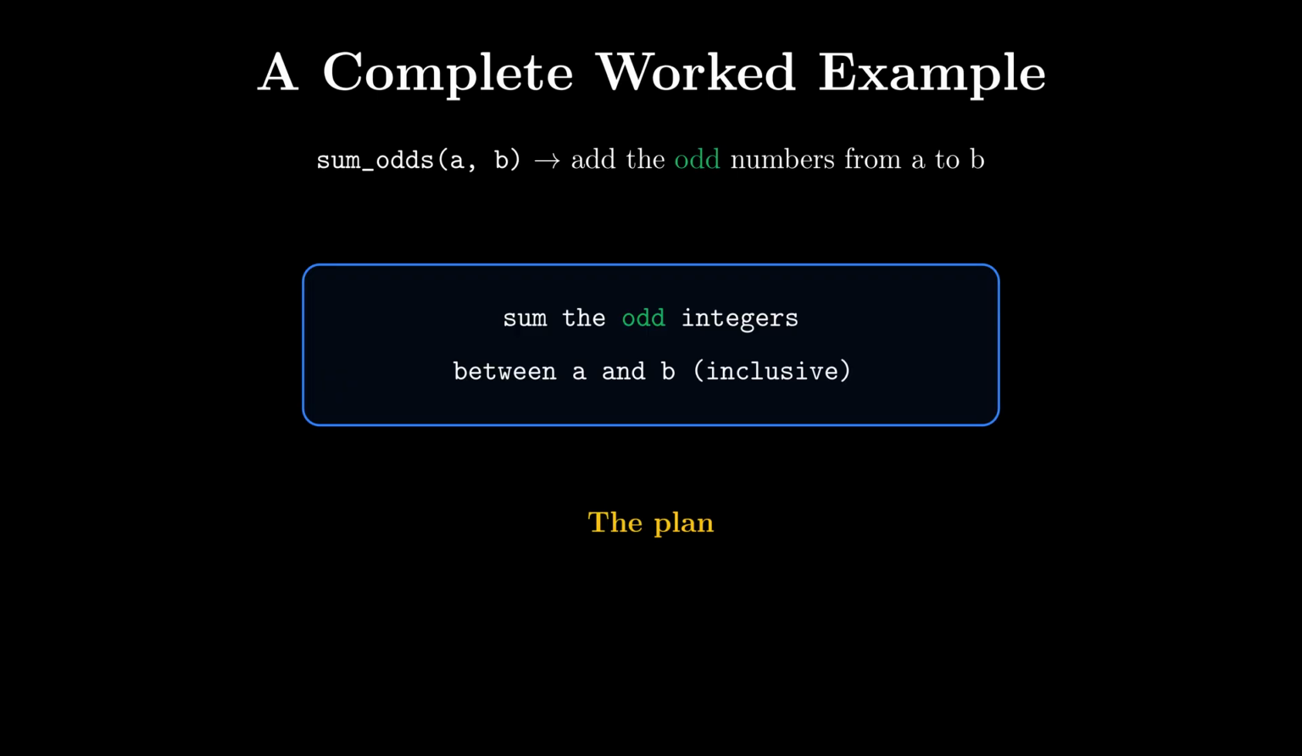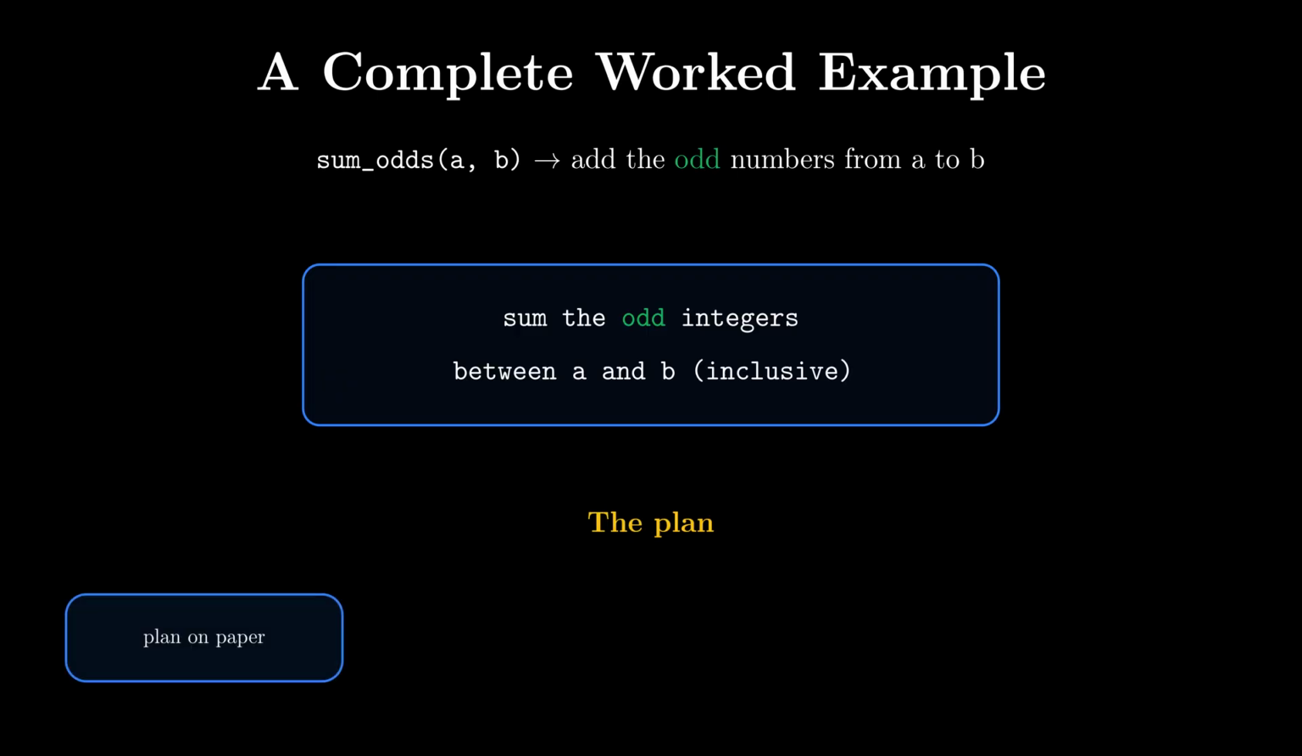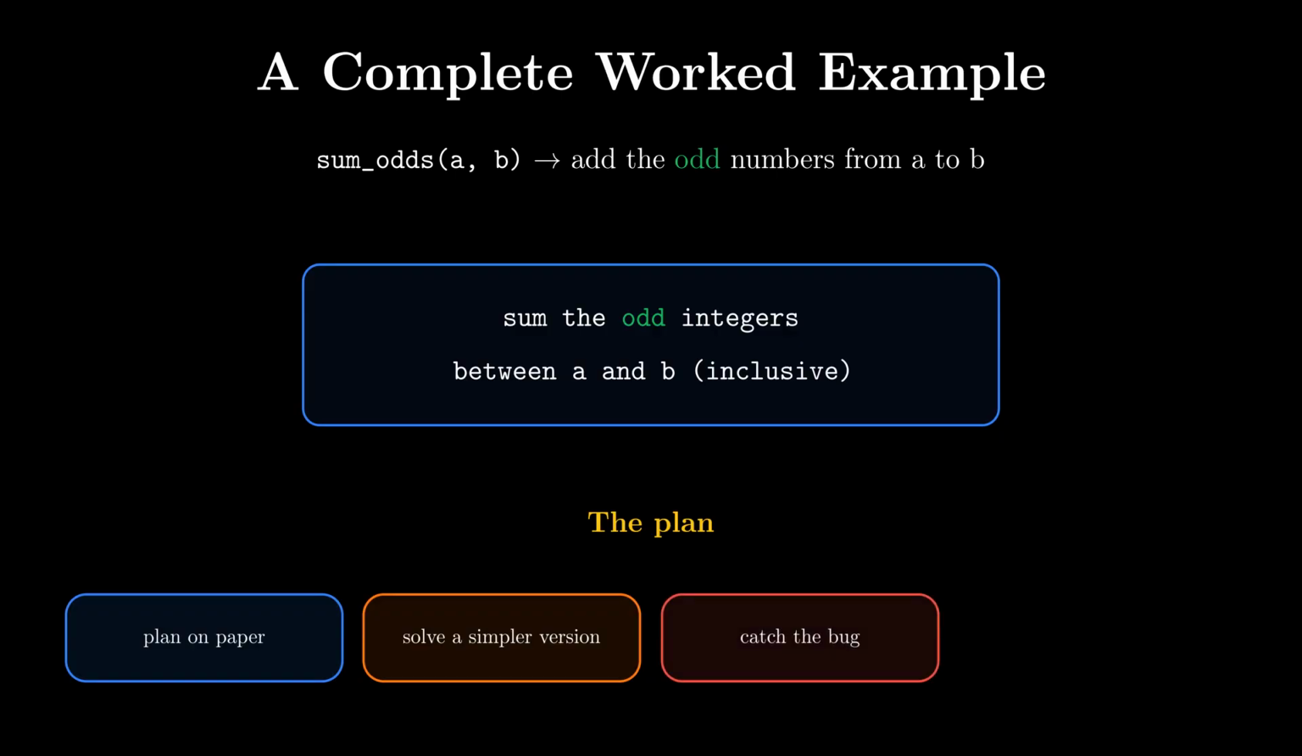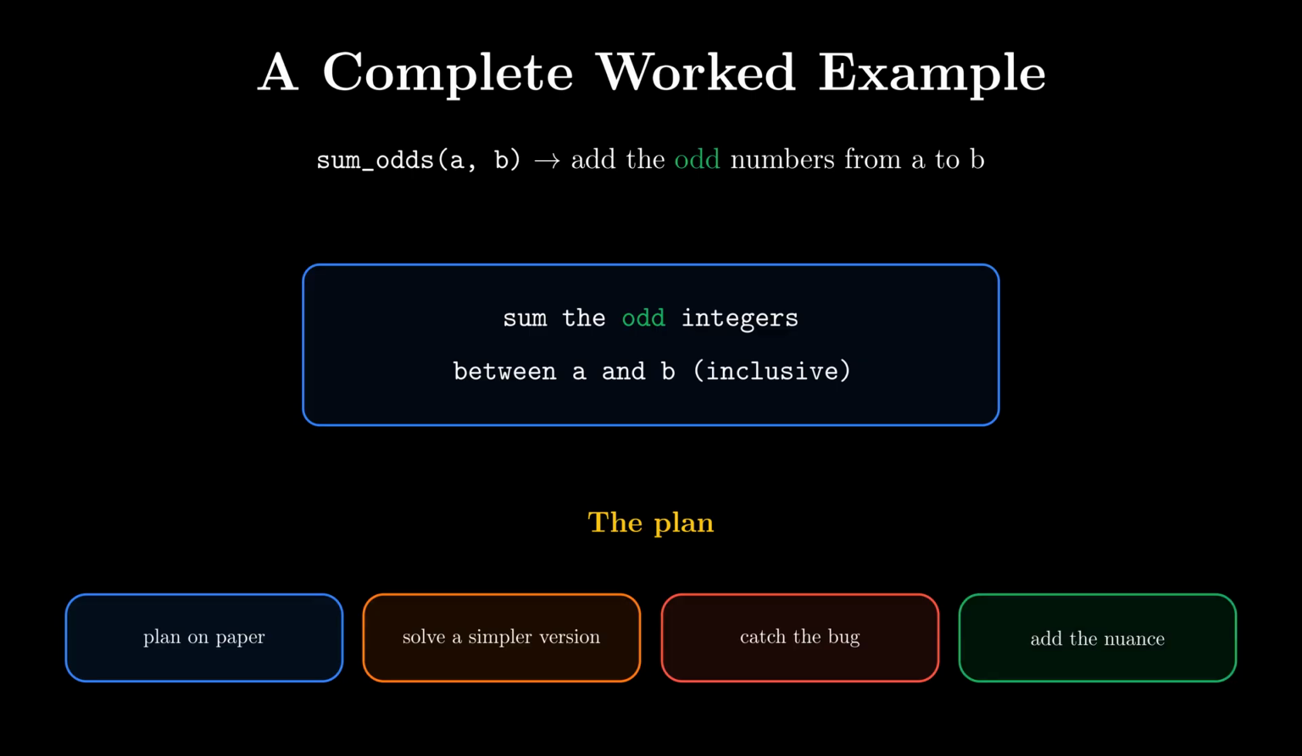In this video, we build that function the way a professional would. Plan on paper, solve a simpler version first, catch a bug, then add the final twist. One worked example, start to finish.